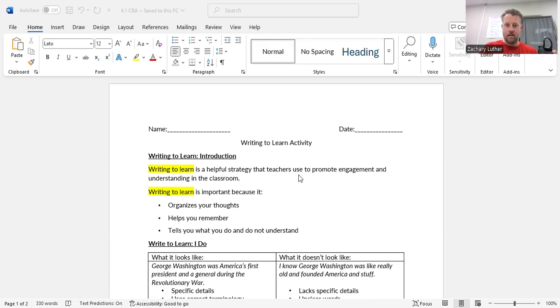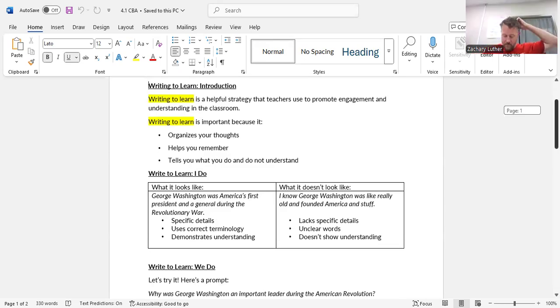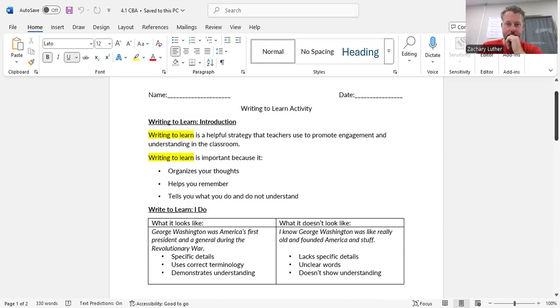So writing to learn is a thing where you want to use specific details. You teach the kids to write down the correct terminology. And I've got my example here. George Washington was America's first president and a general during the Revolutionary War. That's what it's supposed to look like. But you shouldn't say, oh, I know George Washington was really old and he founded America and stuff, you know.